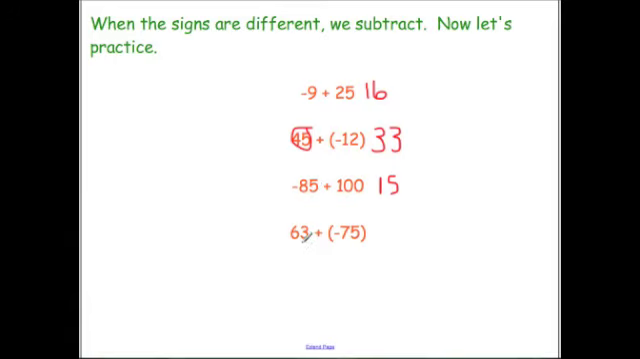Now, if we look at this one, we have 63 plus negative 75. We know that the signs are different, so we're going to subtract. And since we do our larger number, we do 75 minus 63 gives us 12. But since 75 is larger than 63 and it's a negative, our answer is going to be negative 12. So our second rule is when the signs are different, we subtract.